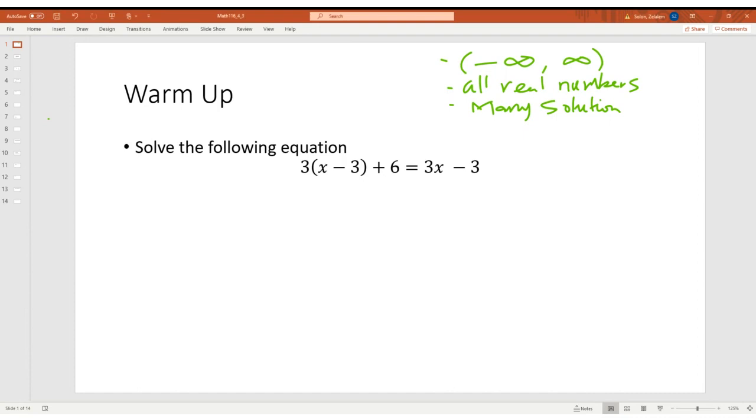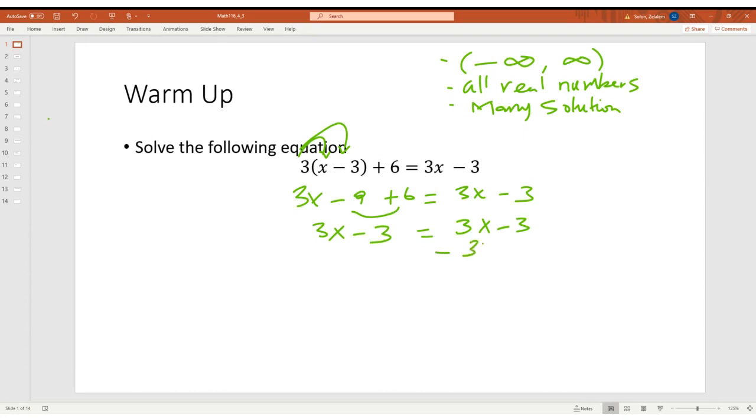So what you have to do is just distribute the 3. So you have 3x, 3 times negative 3 is negative 9, plus 6 equals 3x minus 3. Then combining these 2 will give you a negative 3. So 3x minus 3 equals 3x minus 3, which is basically comparing the same expression. It's true. You can stop here also, but let's combine the values.